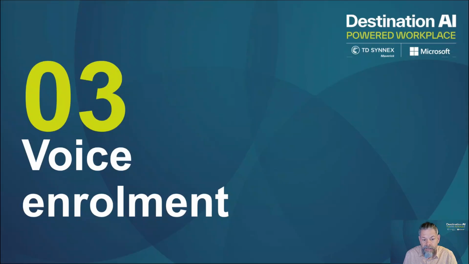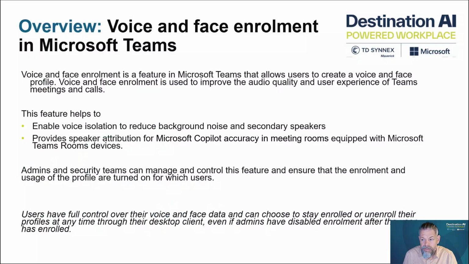Another step to think about is the voice enrollment. When we start doing face and voice enrollment, it allows the system to understand who's actually inside that space. And again, I spoke to you a second ago about voice isolation. It helps reduce the background noises and secondary speakers that may be inside a space. This is really good when you're working in an environment that's noisy or in a shared office space. By enrolling our voice and enabling it to be part of that, we have that functionality in there.